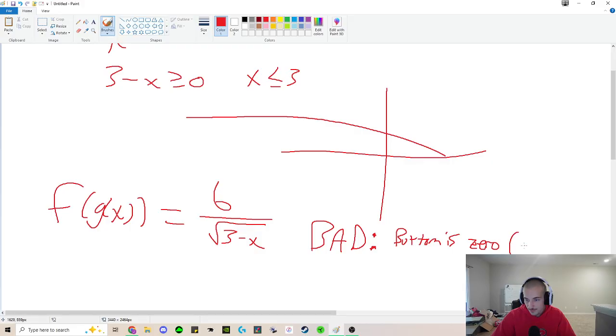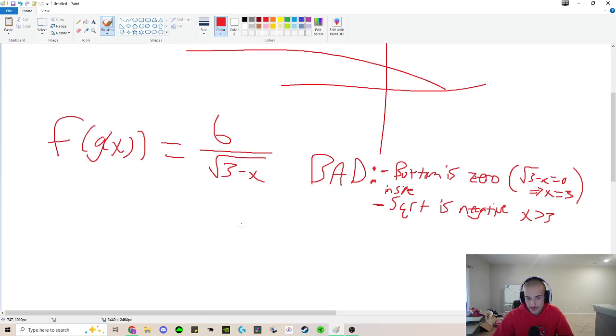And then i.e. root 3 minus x equals 0, which means that x equals 3, right? Because it'd be square root of 0, 0. So x equals 3 is bad. Also, when the square root is negative, like the inside of the square root, that's going to be the exact same thing as this guy here. So this is when x is greater than 3, that is bad.